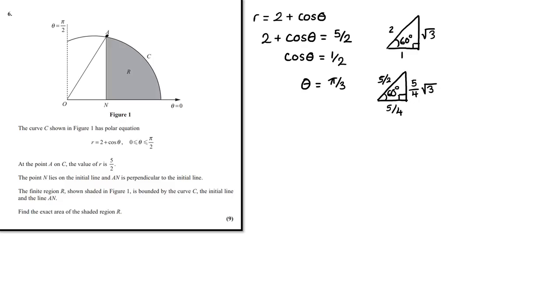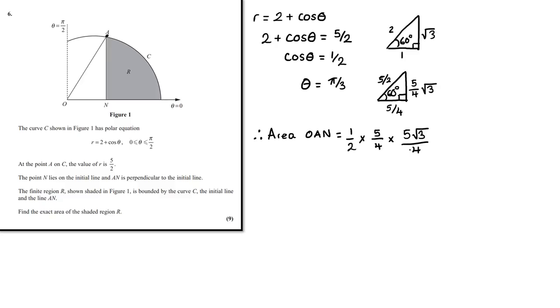Now, because it's a right angle triangle, we can easily find the area. So the area of OAN is going to be equal to the base times the height divided by 2. So that's going to be a half of the base, which is 5/4. So half of 5/4, and then we times it by the height, which is 5√3/4. So 5√3/4.